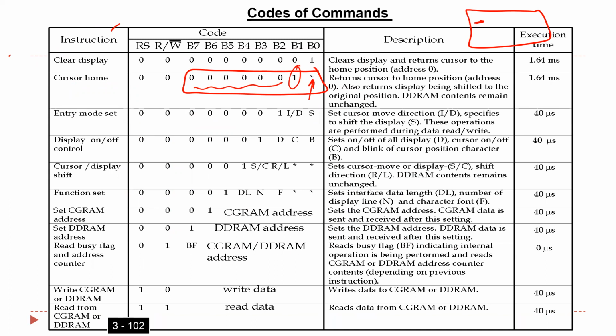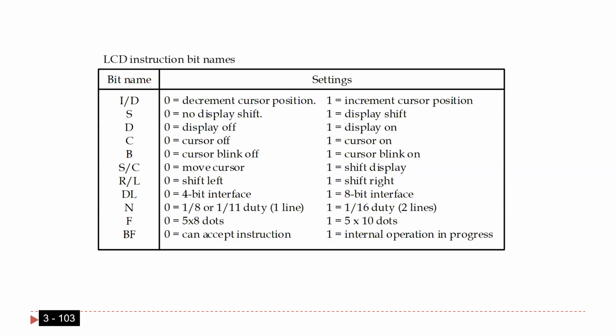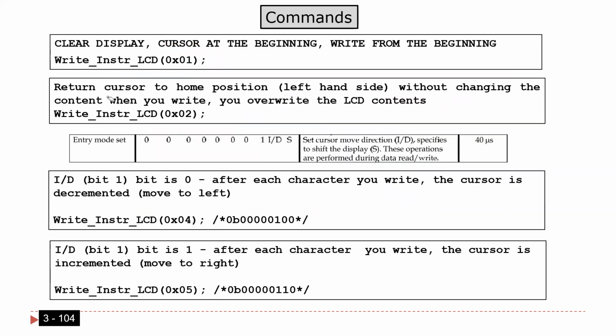Is that okay? So this command is going to return the cursor to home position. Okay. So actually, this command, for example, you can put here 02. This one is going to return the cursor to home position without changing the content. Okay. If you write, you are going to overwrite. I'm going to tell you what this means.